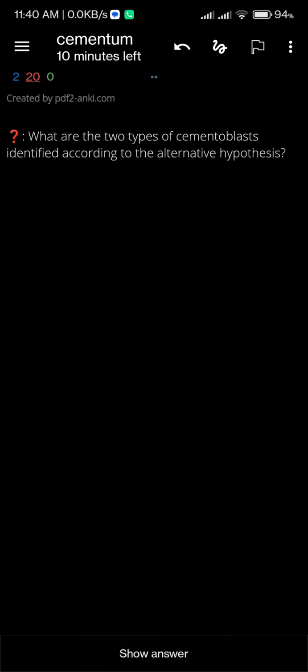So what are the two types of cementoblasts identified according to the alternative hypothesis? Cementoblasts derived from the dental follicle, and cementoblasts derived from Hertwig's epithelial root sheath.